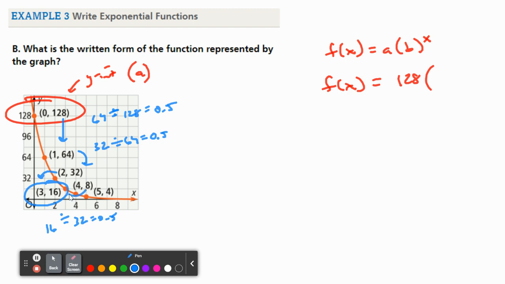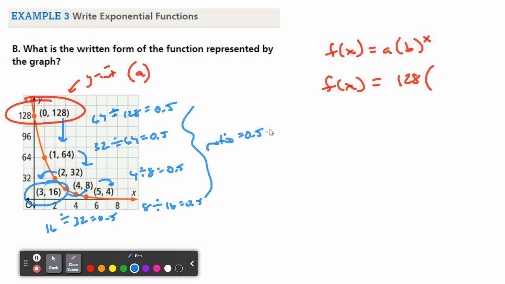And now we go from 16 to 8. 8 divided by 16 is 0.5. And then we go from 8 to 4. 4 divided by 8 is 0.5. So notice, each time you step down this graph, the y values are being multiplied by a half. That's your ratio. So your ratio is 0.5.